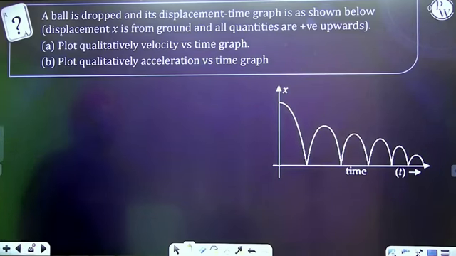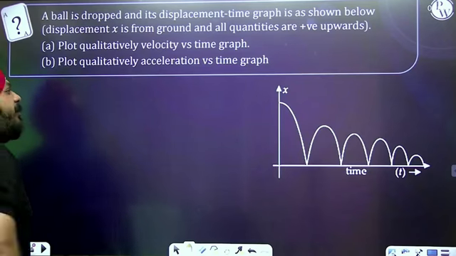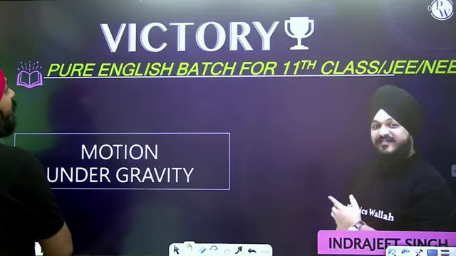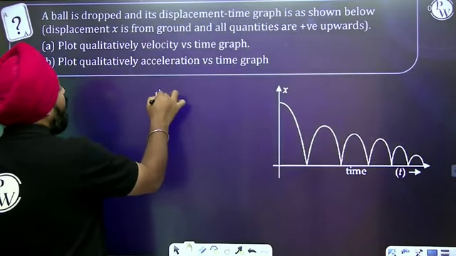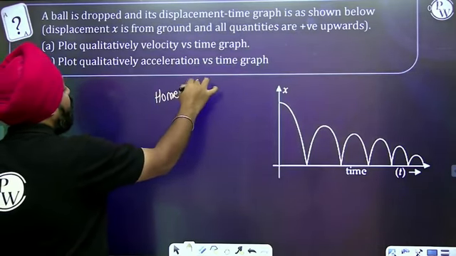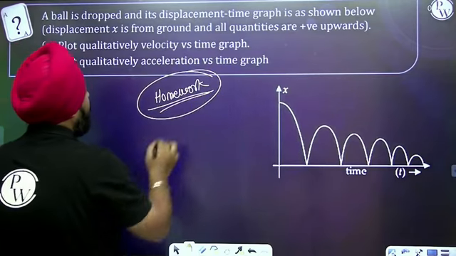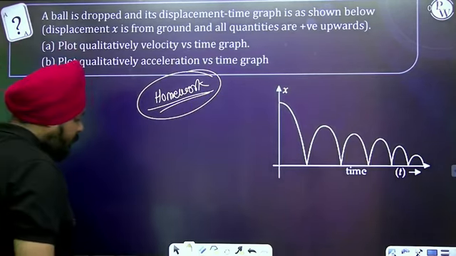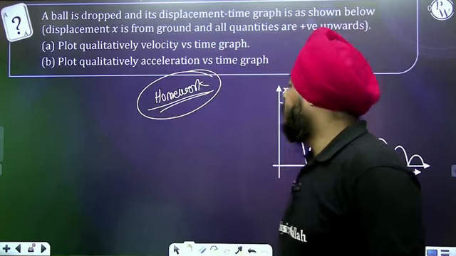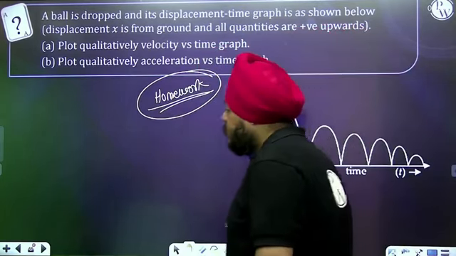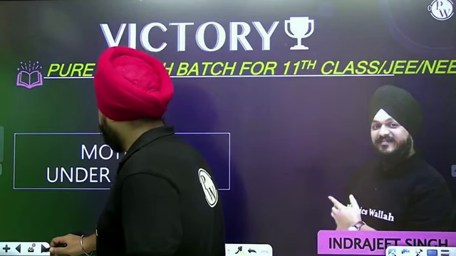A ball is dropped, the displacement versus time graph is shown. Okay, this is something that is going to come up in work, energy and power also, so we are leaving it here only. You can try it as homework. This is the second homework question I'm going to give you all. The first was given yesterday. This is homework from my side. We can try, or else we are going to see this question in work, energy and power also.